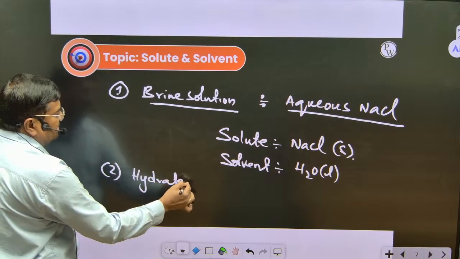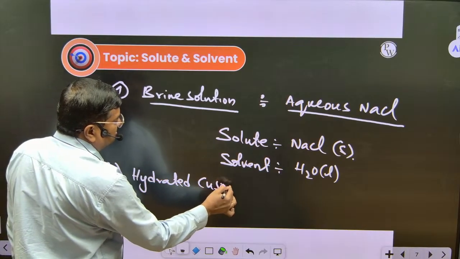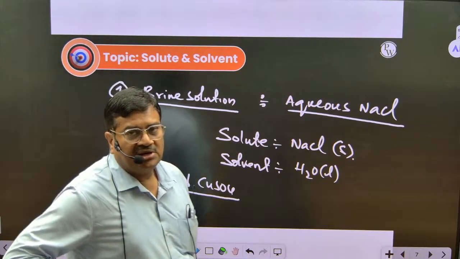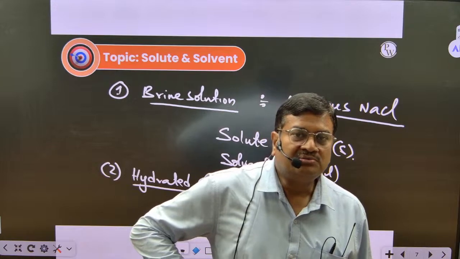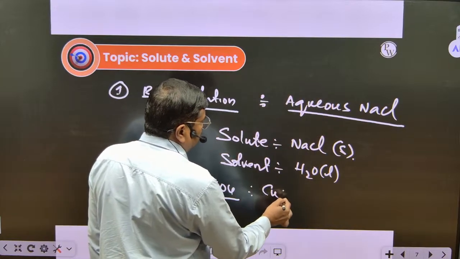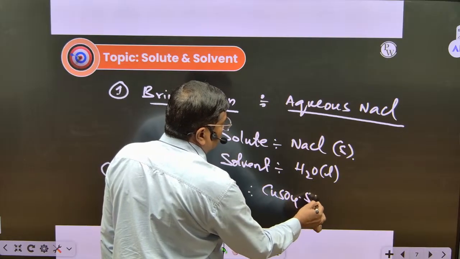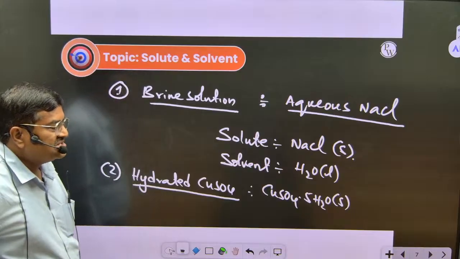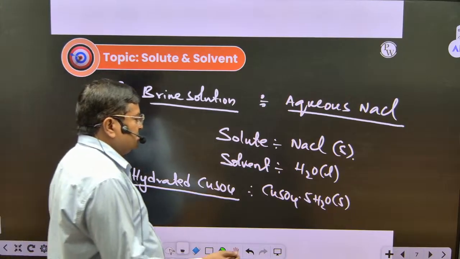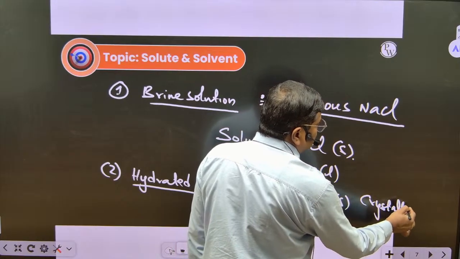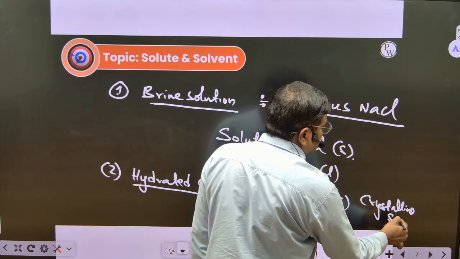Now take another example, hydrated copper sulfate. What is that hydrated copper sulfate? You know copper sulfate exists as pentahydrate, which we commonly call blue vitriol. Its formula is CuSO4·5H2O. This is also called crystalline copper sulfate. Now tell me in this who is the solute and who is the solvent.